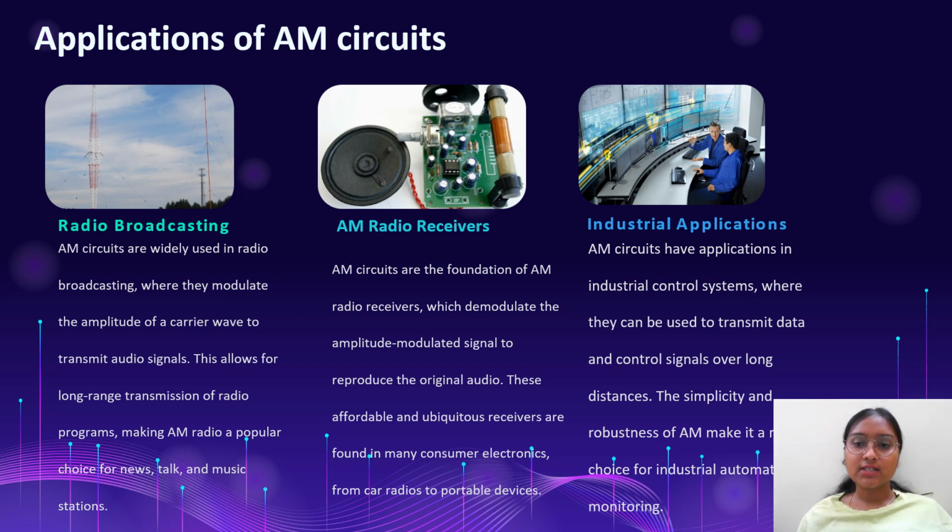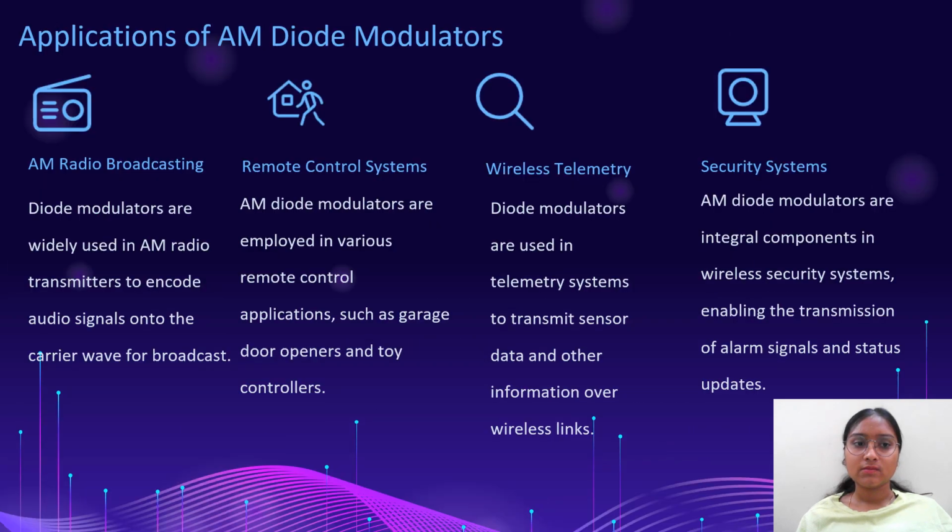Third one is industrial applications. AM circuits have applications in industrial control systems where they can be used to transmit data and control signals over long distances. The simplicity and robustness of AM make it a good choice for industrial automation and monitoring.